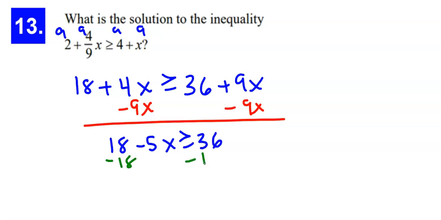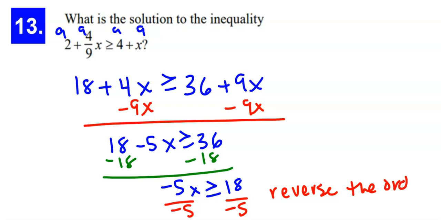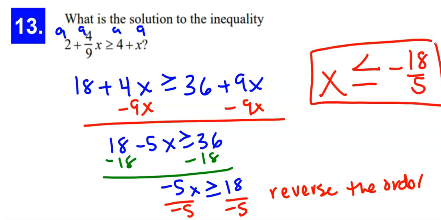Subtract 18. Negative 5x is greater than or equal to 18. Divide both sides by negative 5. And now we need to reverse the order because we divided by a negative. So x is less than or equal to negative 18/5. No need to convert it to a decimal. Definitely not a mixed number. We're going to leave it as this exact value.